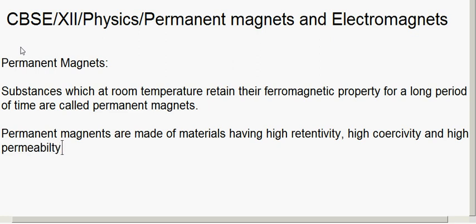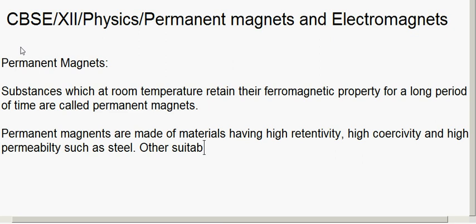Both permanent magnets and electromagnets are made of ferromagnetic material only, but they differ in their retentivity and coercivity. Permanent magnets are made of materials having high retentivity, high coercivity and high permeability, such as steel. You can have other examples also. Other suitable materials for making permanent magnets are alnico, cobalt steel and Ticonal.